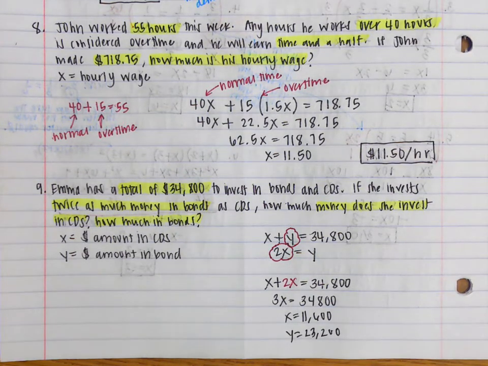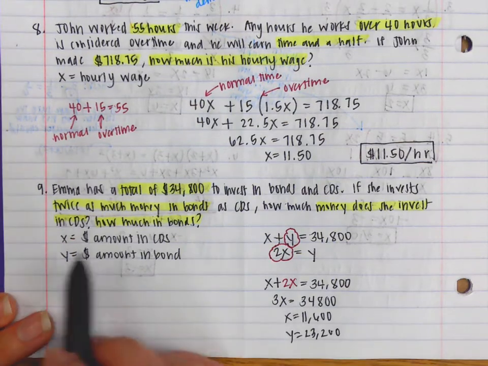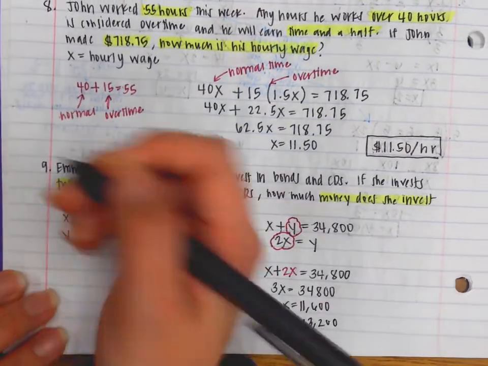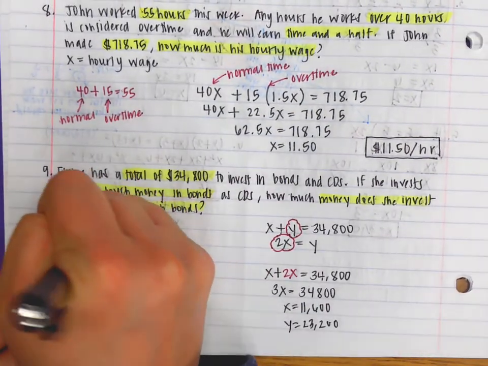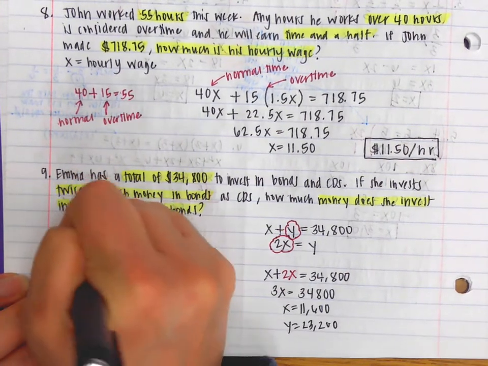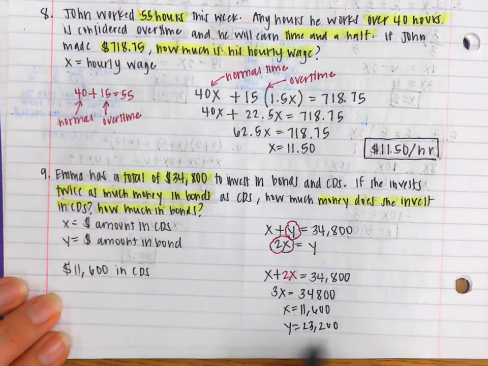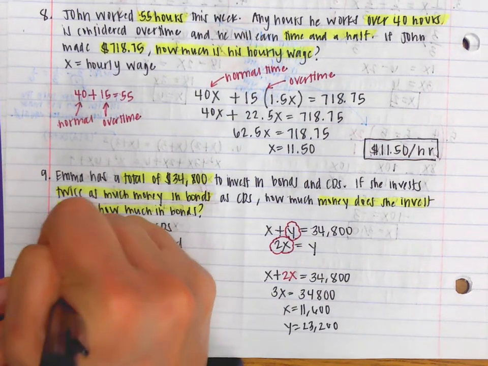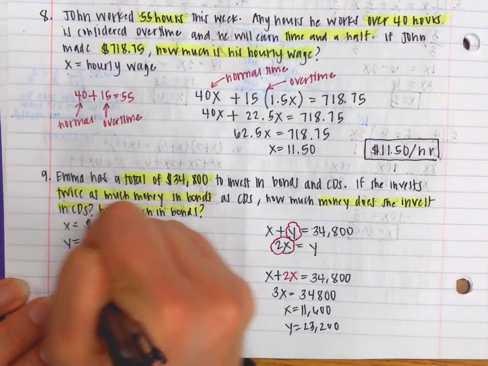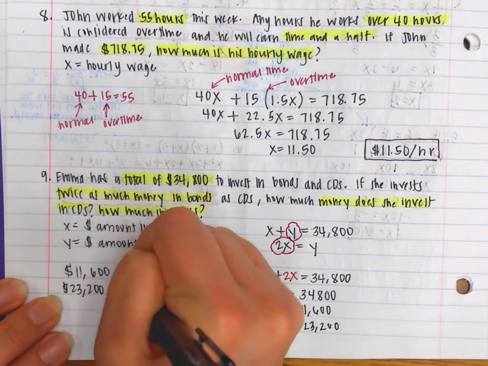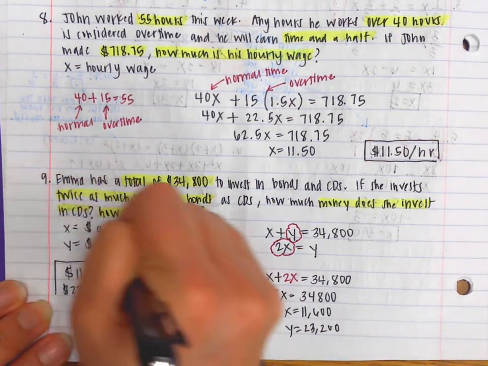So again, our question is in words, so we need to answer in words. X, remember, is the amount in CDs. So that means that Emma is going to put $11,600 in CDs, and she's going to put 23,200 in bonds. And that is my final answer.